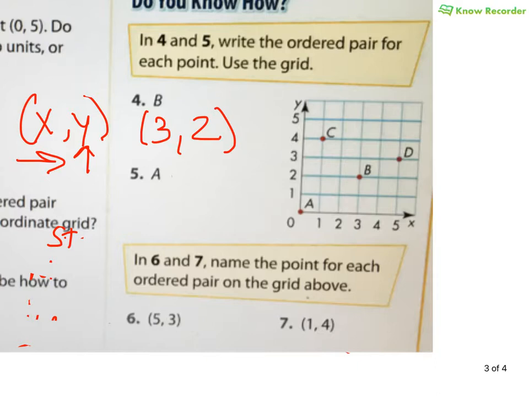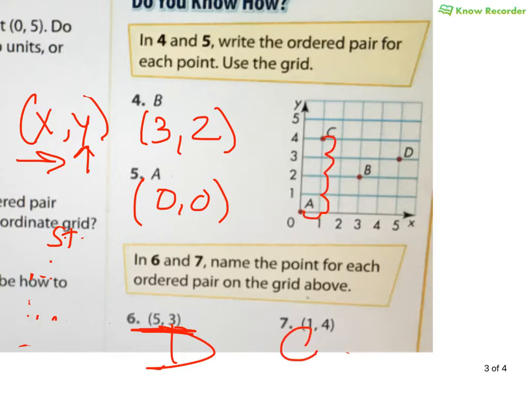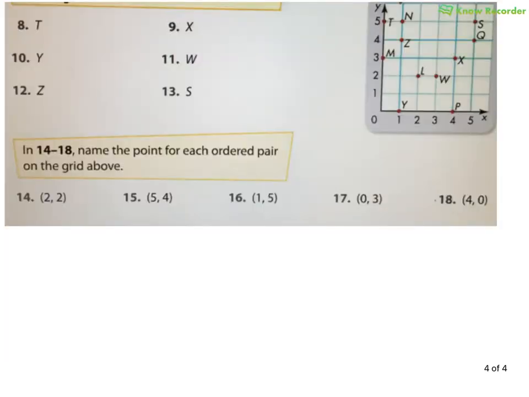For A, it's right here. Oh, it's the origin. 0, 0. Then down here they want me to plot points. They say 5, 3. I start at the origin. I move over 1, 2, 3, 4, 5 to the right. I go up 1, 2, 3. That is point D. Then I move over 1, up 4. That is point C, DC Comics. I like Batman, not much of the others.